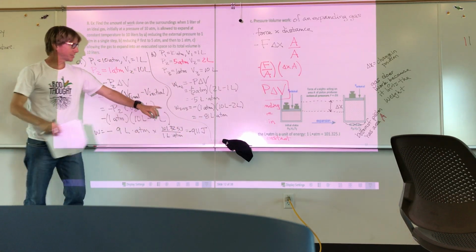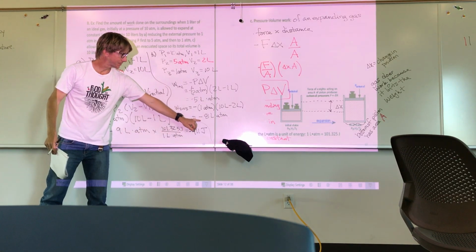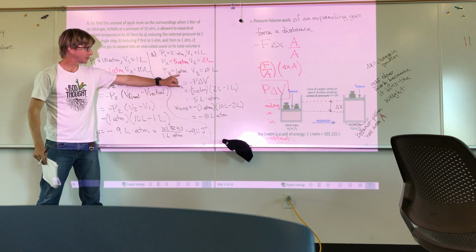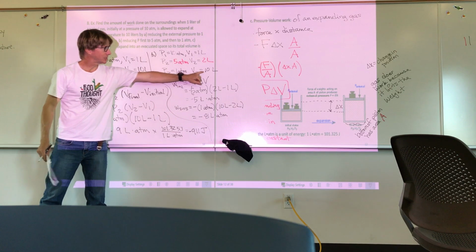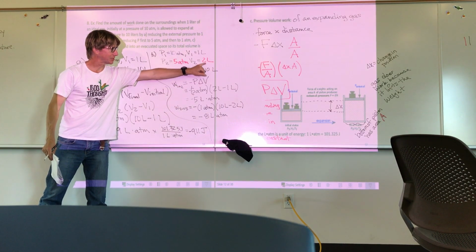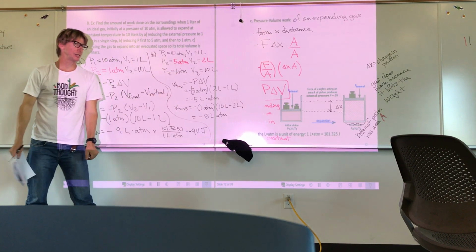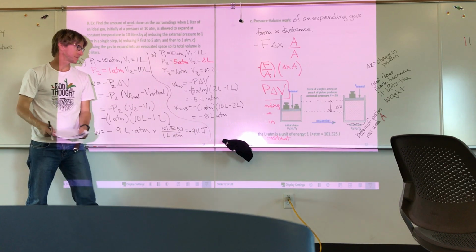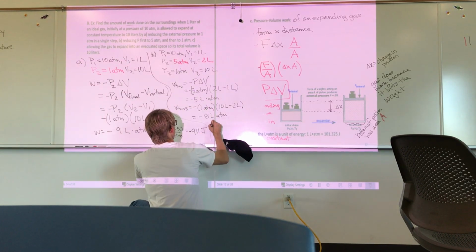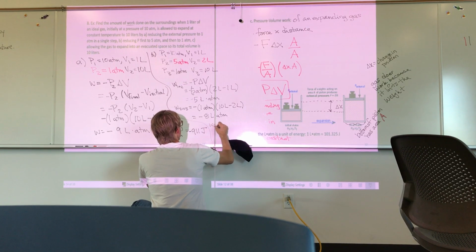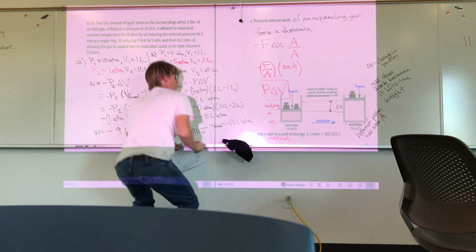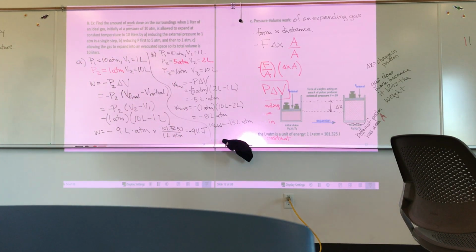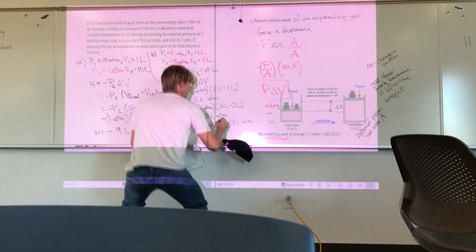For the second step, I have one atmosphere, which is the pressure in step 3. And the change in volume, 10 minus 2. And I get minus 8 liter atmospheres. The amount of work I get out of the system is negative 13 liter atmospheres, which is minus 1317 joules.